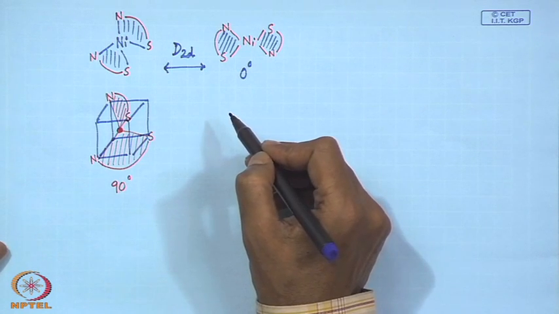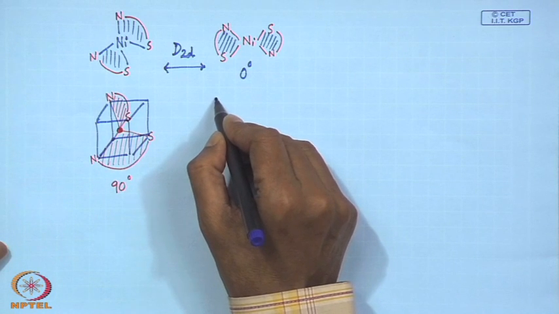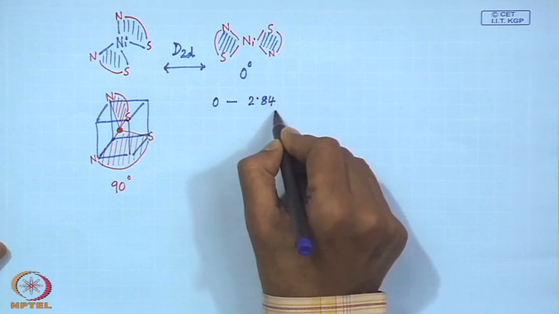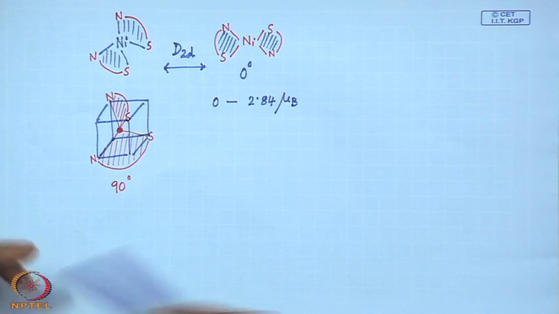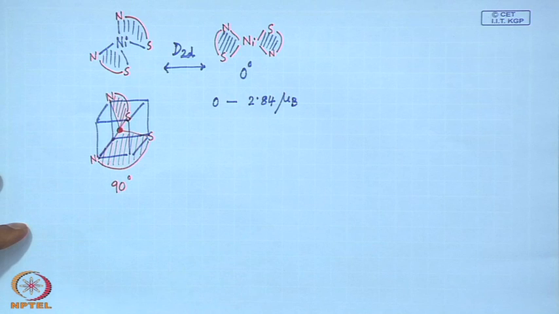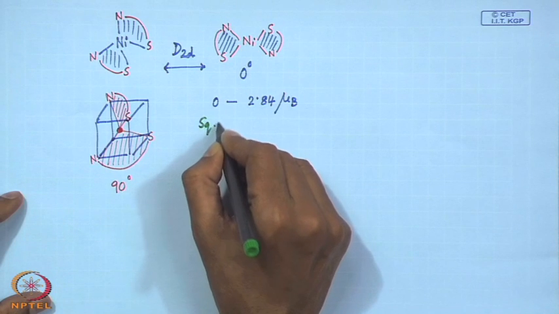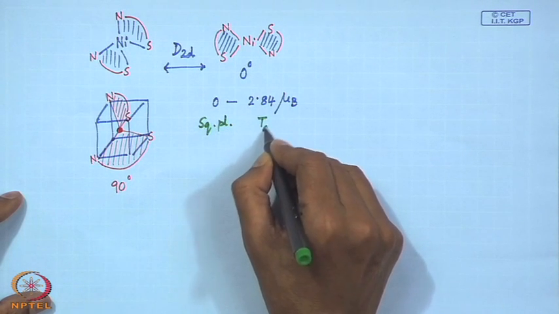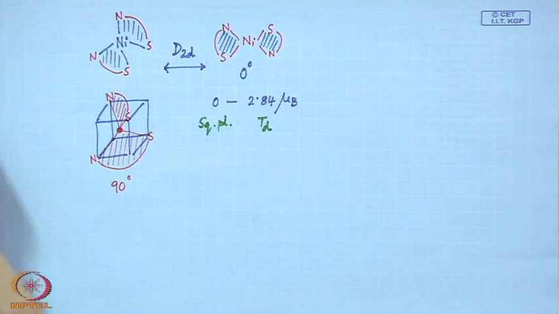So, within a coordination number of 4 we can have a magnetic moment of 0 to 2.84 mu b, and if we routinely monitor the magnetic moment, then we have some indication whether we have a square planar geometry, a tetrahedral geometry or some intermediate position.